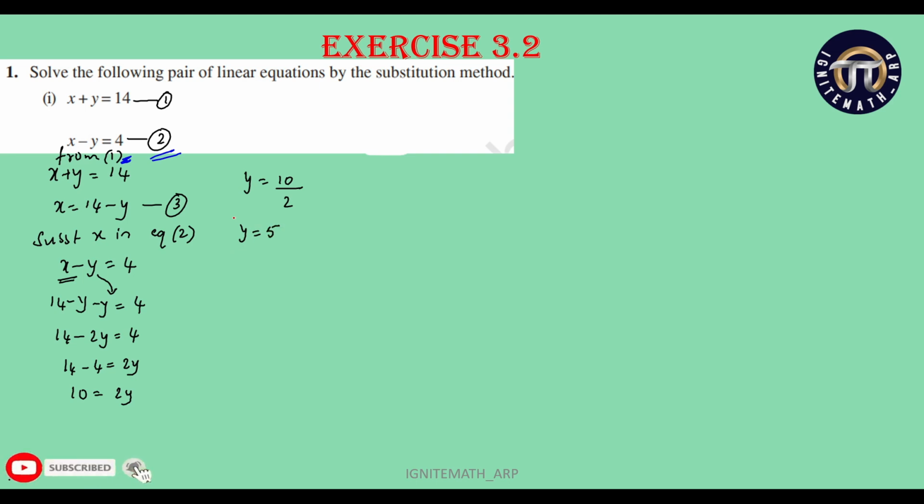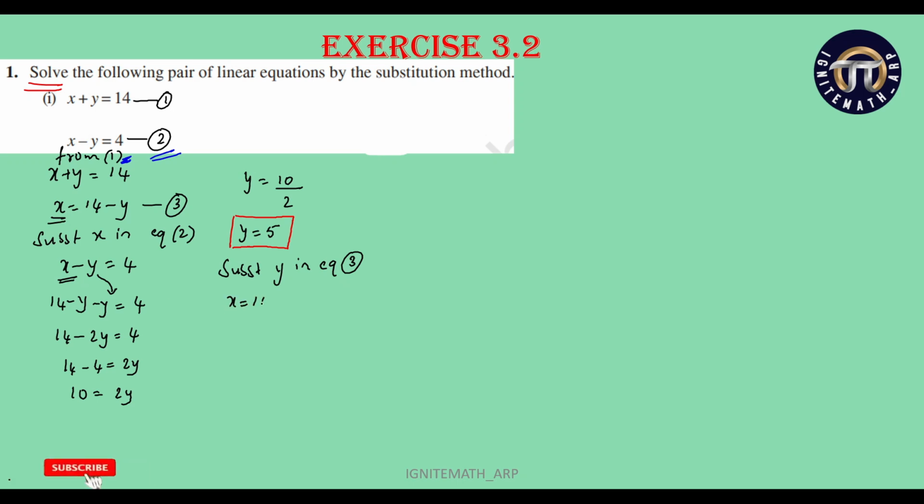That is going to be the solution for y. Whenever I'm asking you to solve, what is the meaning of solve? To find the value of unknown. Clear, children? Next, what do I do? Substitute y in equation 3 directly, so that I'll get the value of x directly.